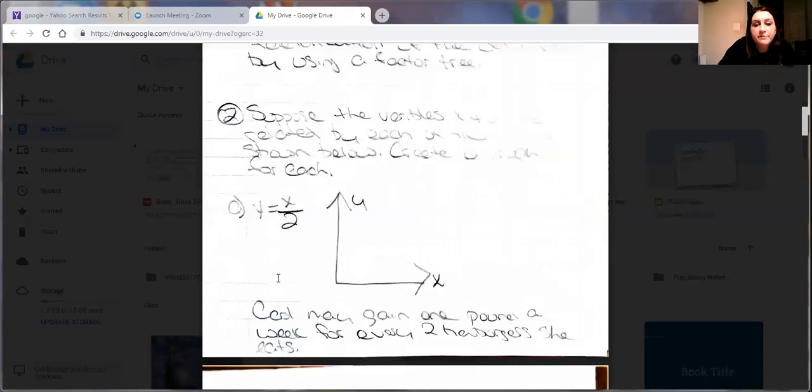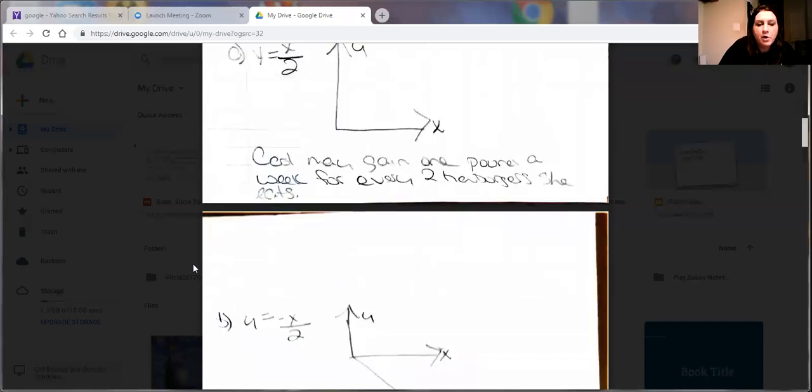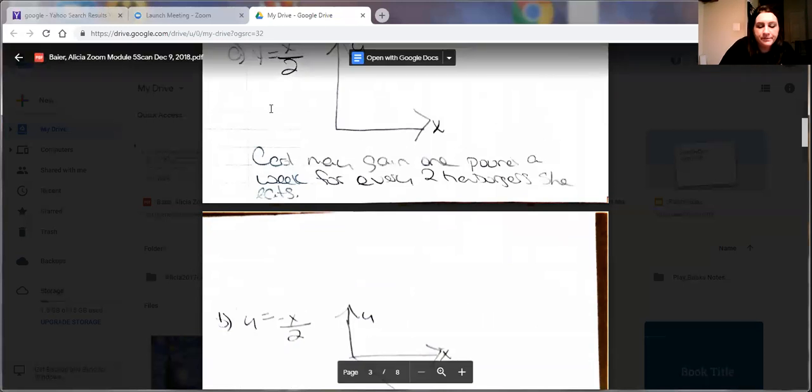Suppose the variables x and y are related by each of the formulas shown below. Create a graph for each. Okay, on A you have y equals x over 2. So Carl may gain 1 pound a week for every 2 hamburgers she eats. So this shows it right here.